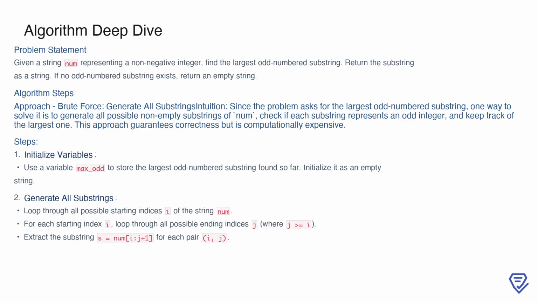To achieve this, we start by initializing a variable max_odd to store the largest odd-numbered substring found so far. This variable is initially set to an empty string. Then, we loop through all possible starting indices of the string, and for each starting index, loop through all possible ending indices. For every combination of start and end indices, we extract the substring and proceed to evaluate it. While this approach is straightforward and guarantees correctness, it is computationally expensive due to the large number of substrings generated, especially for longer input strings.